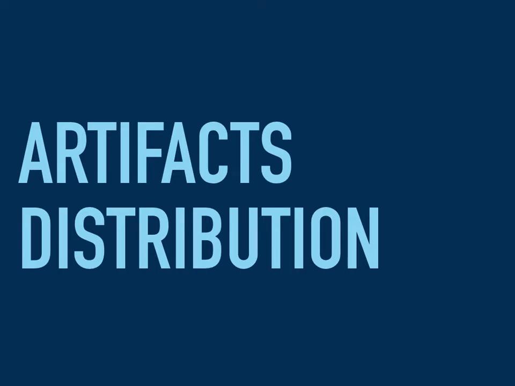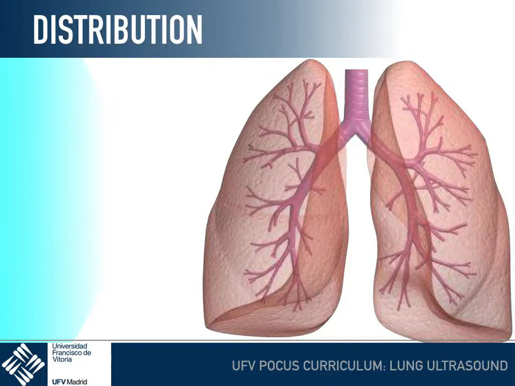We already know what's normal, what's not normal, and what's the threshold for a positive exam. But the key point is the distribution of these artifacts. Like in this example, we have a patient with shortness of breath, with dyspnea, and we are evaluating the lung with lung ultrasound. And we found this. A lines everywhere. Clinical possibilities. So the lung can be normal.